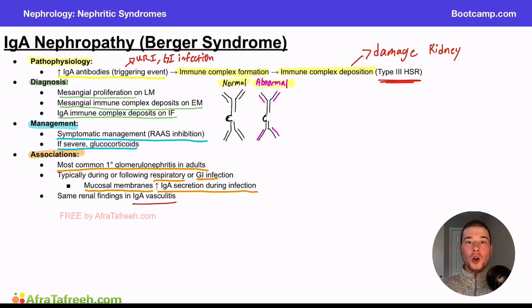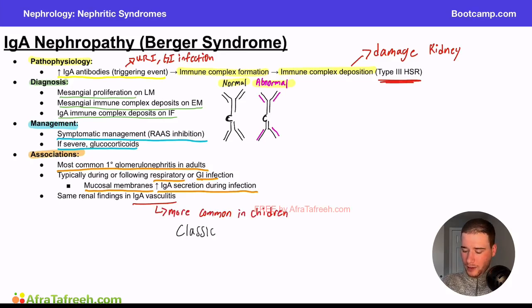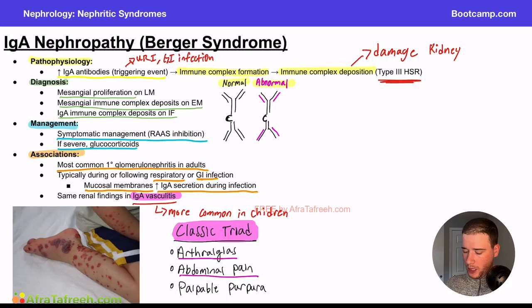IgA vasculitis also commonly occurs after an upper respiratory infection. However, typically we would expect to see this occur in children. It might also include some classic findings, including arthralgias, abdominal pain, or something called palpable purpura, which you can see in this image right here. So this is a vasculitis that is secondary to immune complex deposition, and it is associated with IgA nephropathy.